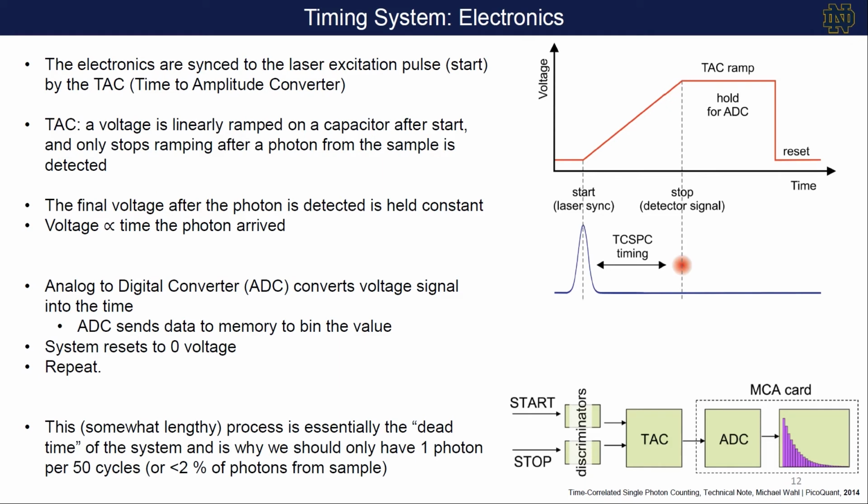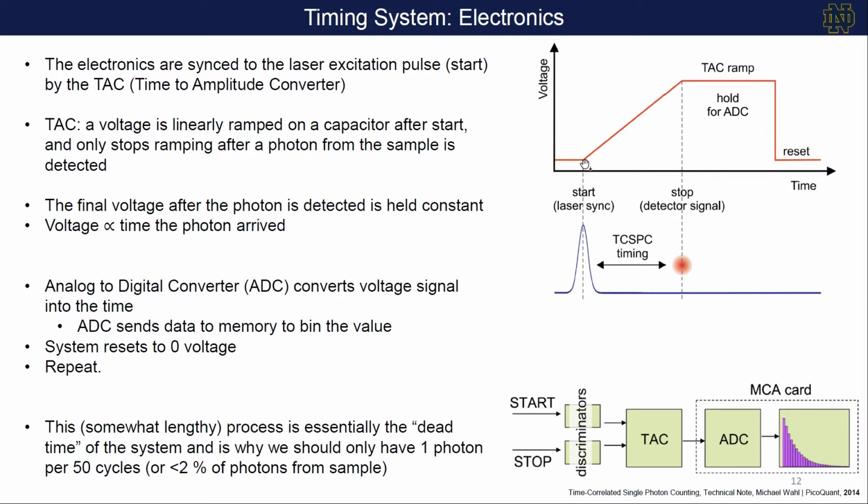I think the next thing that's important to know is how these electronics are actually timing, and why we have something called the dead time. As I mentioned before, the electronics are synced to the laser excitation pulse, and this syncing is done by the TAC, the time to amplitude converter. So what is this TAC? Essentially, it linearly ramps a voltage across a capacitor once it sees that start signal, and it only stops ramping voltage after a photon from the sample has been detected. You can see that schematically here. This blue is the photon, the excitation photon from the sample.